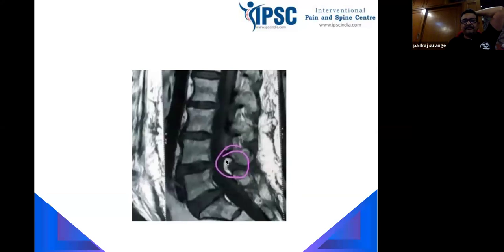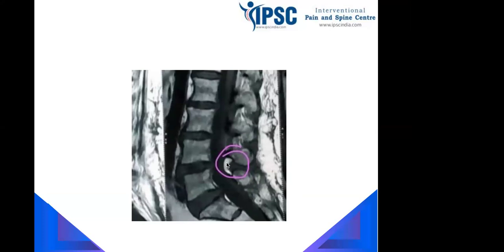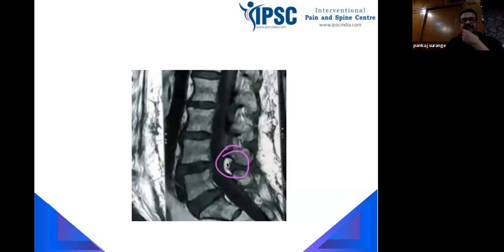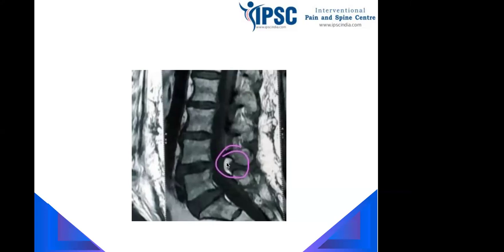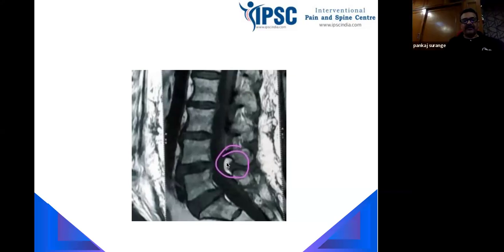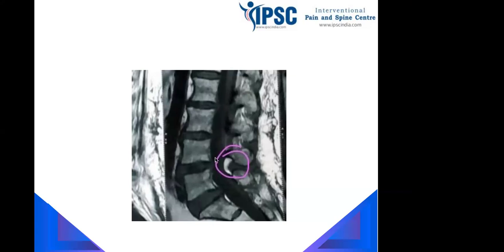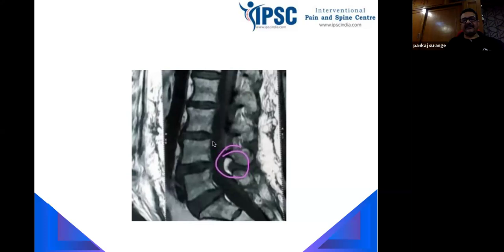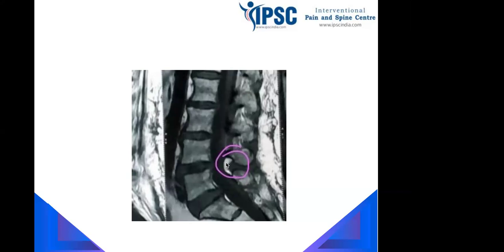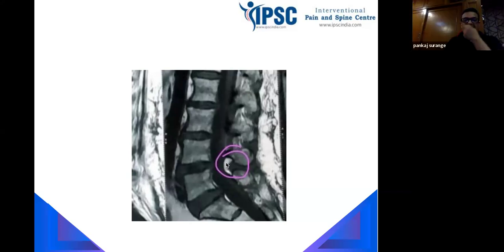What is this? Anyone? Facet effusion. Anyone else? Lipoma. Lipomas. Very good. So it's not an effusion. Why is it not an effusion? Because it's a T1 image, right? If it is a fluid, what will happen to the fluid on T1? Dark. Fluid is dark. It's a lipoma. It's an epidural lipoma. Understood?